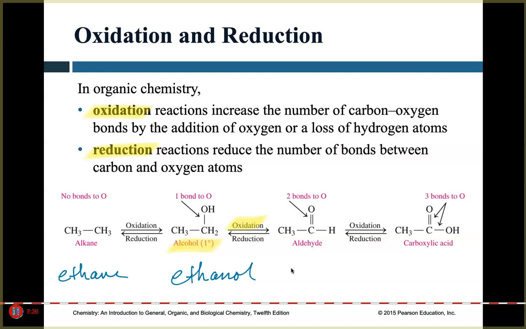We can take a primary alcohol like ethanol. If we oxidize it one more, so we're going to increase the number of bonds to oxygen, and this is going to turn it to ethanal. Right? Again, we can keep track of what's happening. I've increased the number of bonds to oxygen. That's oxidation. I've also pulled off one of the H's.